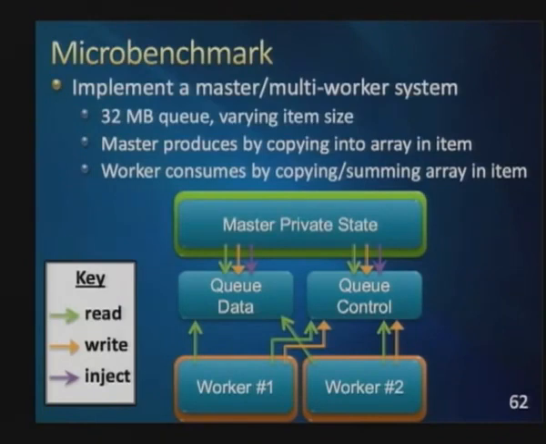All right, and then the way we modeled it for a micro benchmark is we had 32 megabytes of data, and we varied the item size. Each item was a different size, ranging from 4 kilobytes to, I think, 4 megabytes, however many items it took to fill 32 megabytes. We wanted this to be memory-bandwidth intensive rather than CPU-intensive. So the only thing the worker does when it consumes an item is copy it and then sum up everything inside of it, just to make sure that we've actually touched everything and the JVM hasn't optimized that out.